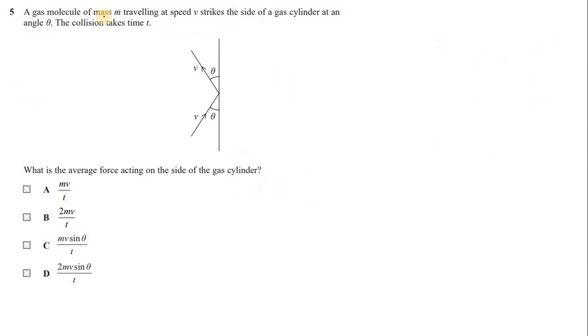Question 5. A gas molecule of mass m traveling at a speed v strikes the side of a gas cylinder at an angle theta. The collision takes time t. What is the average force acting on the side of the gas cylinder? Remember, mass and velocity are given, time is given, you need to find force. So force is nothing but the rate of change in momentum: mv minus mu divided by t, final momentum minus initial momentum divided by time, gives you force.